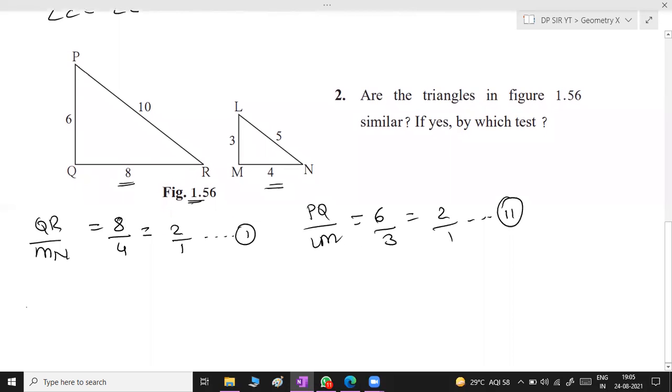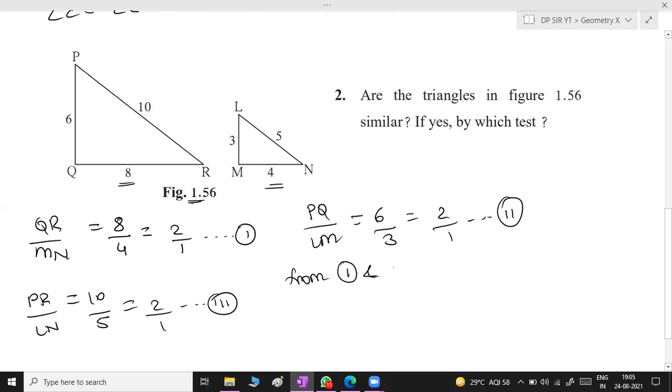But we need to also check the third side, that is PR upon LN. Okay. So PR upon LN is equal to 10 by 5, which is equal to 2 by 1, which is equal to equation number 3. From 1, 2 and 3.